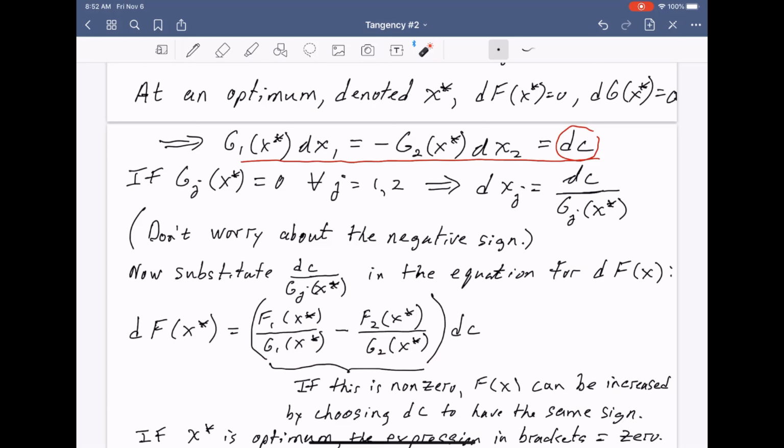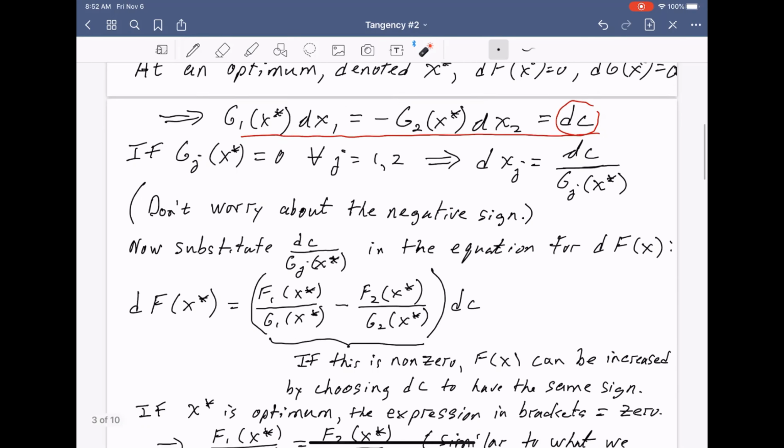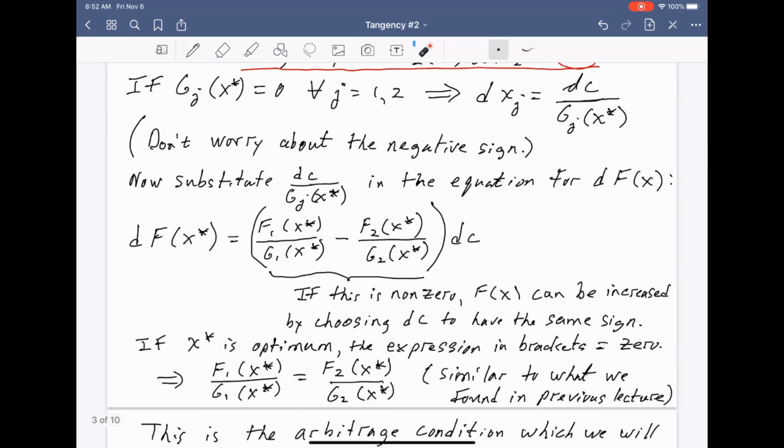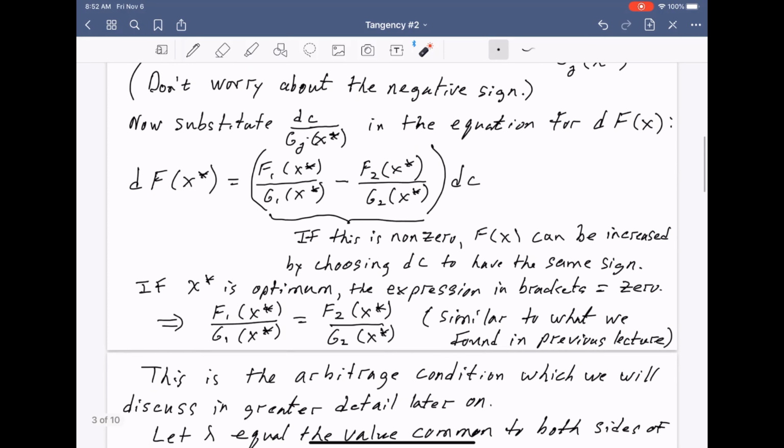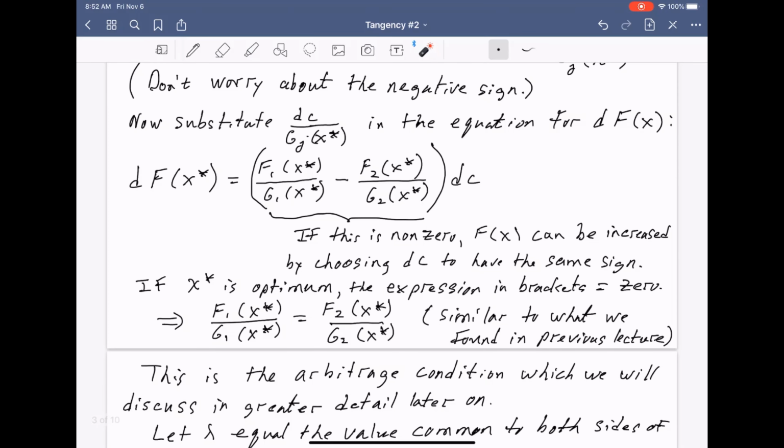All right, that f1 over g1, both evaluated at the optimum, minus f2 over g2, both evaluated at the optimum, all of that multiplied by this d of c. Now, if the expression in brackets is non-zero, fx can be increased by choosing dc to have the same sign. If x star is optimum, the expression in brackets will equal 0.